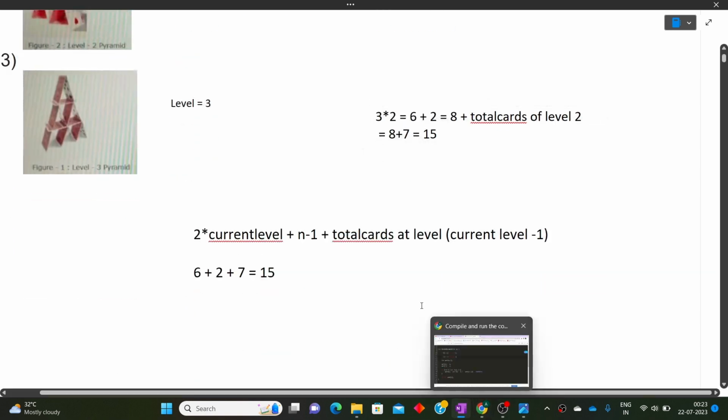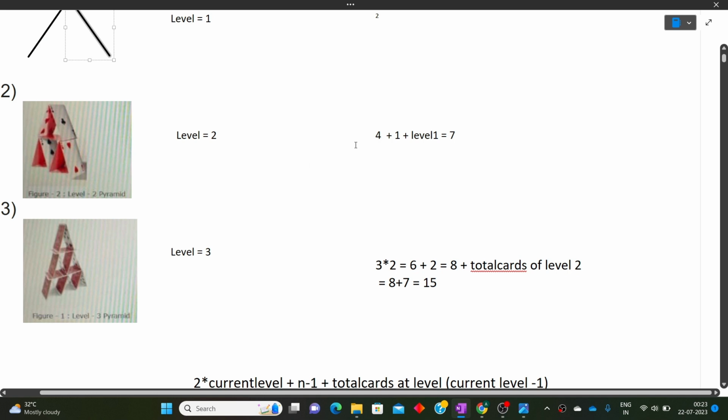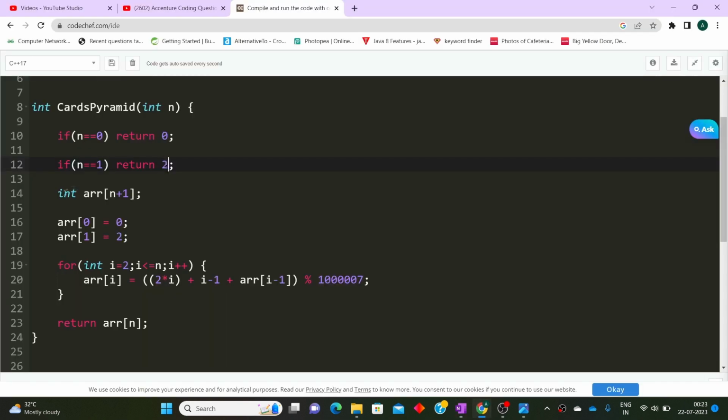Okay, for now, as I've told you, for every level we will have to store the value of total cards that is required to form that level pyramid. So for that only we have described this array. Okay, so we have taken it n plus 1. I will tell you the reason why we have taken this n plus 1 later.